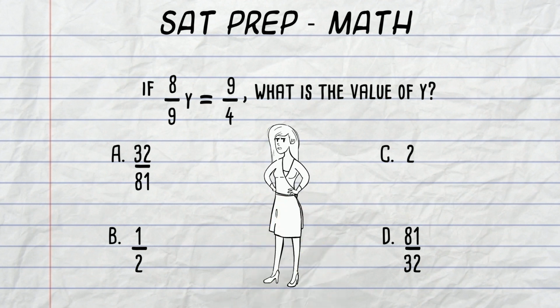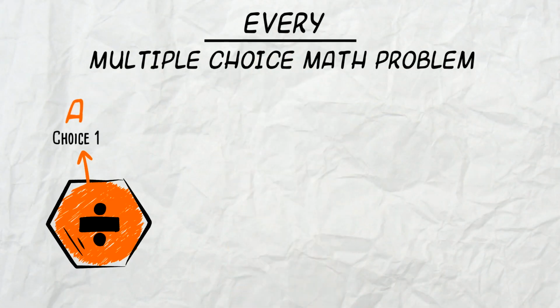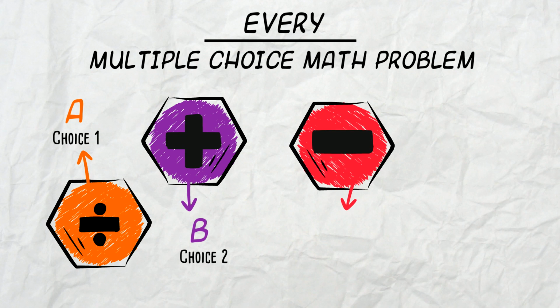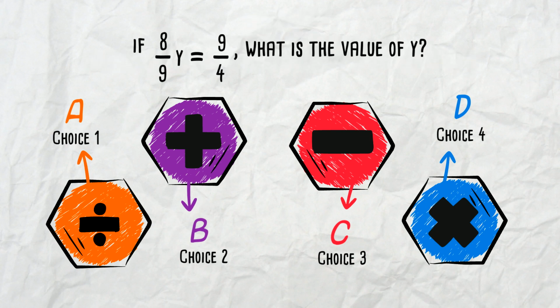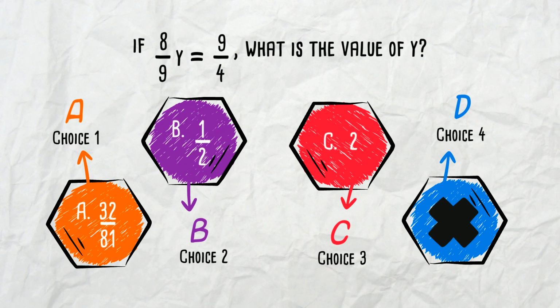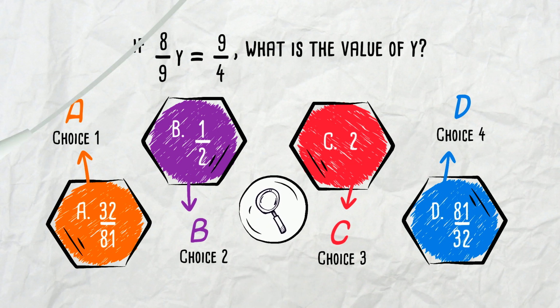Okay, before you clam up because you see numbers and a variable, not to mention fractions, take a breath. Let's consider some general SAT facts. Every standard multiple-choice math problem includes 4 answer choices. One of them has to be correct, while the other 3 are definitely incorrect. This means that it's always possible to solve a problem by testing each of the answer choices. Just plug each one into the problem, and sooner or later, you'll find the one that works.